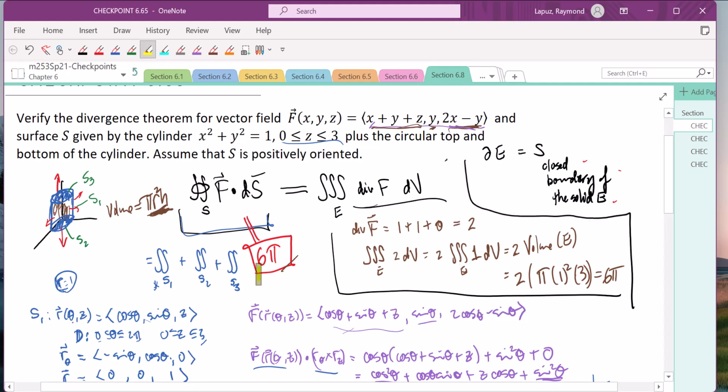All right, so this is the result from the left hand side where we did 3 surface flux integrals, and this is the result from the right hand side where we used the divergence theorem and the triple integral. So that's it. All right. This theorem is verified with this vector field and this surface. I hope that helps. Good luck.